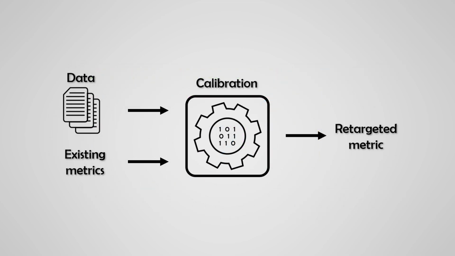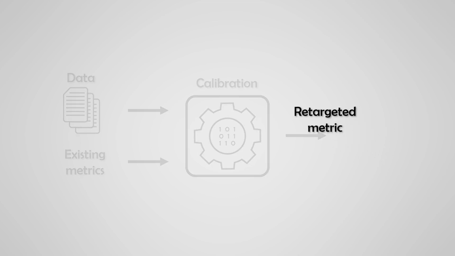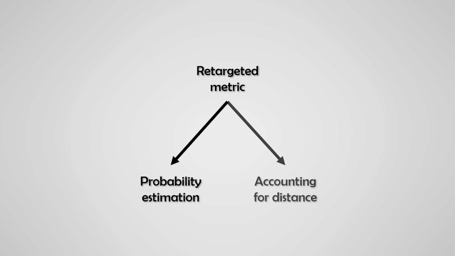We can use our data to calibrate metrics to our perceptual just objectionable difference scale. This allows us to use these metrics to make predictions that were previously impossible, like estimating the probability a distortion is noticed or accounting for viewing distances.